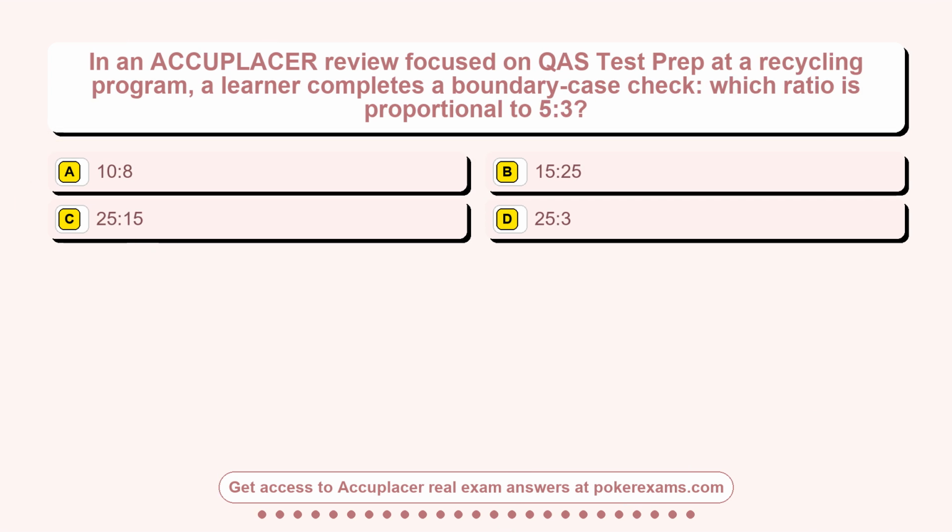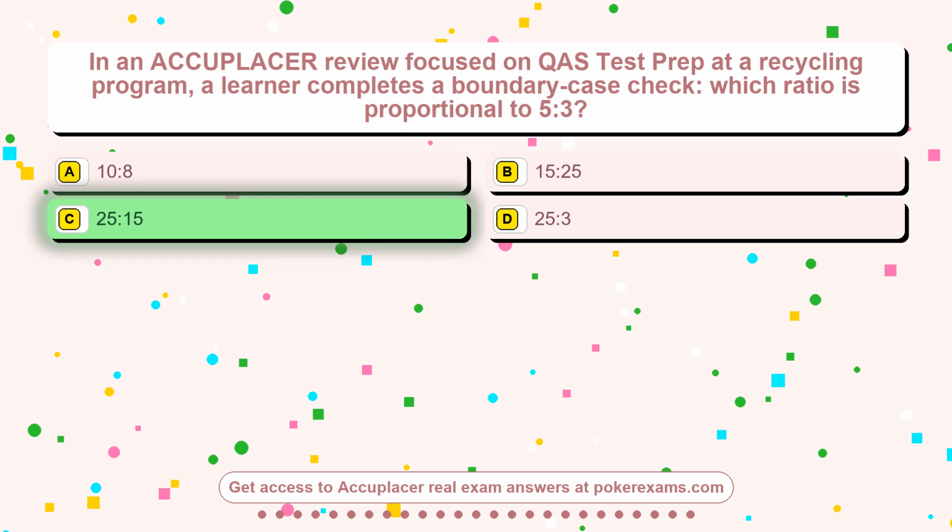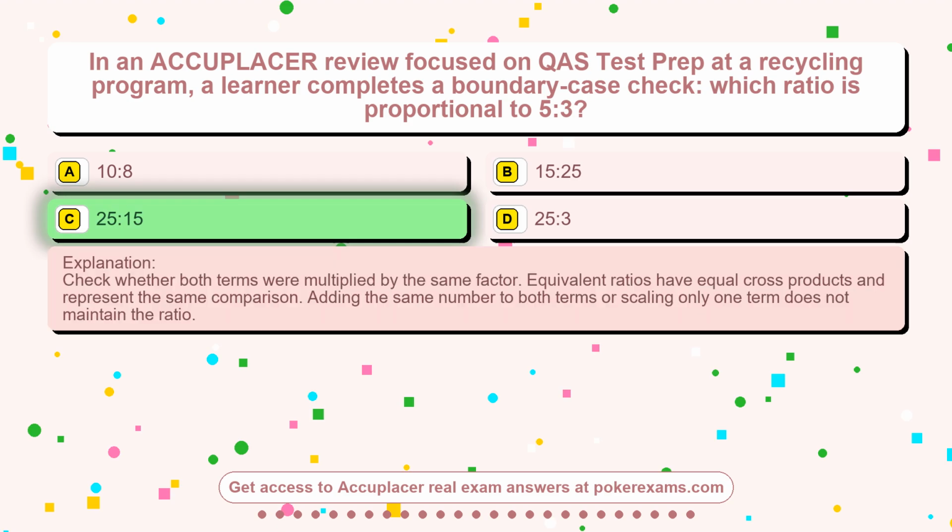Question 14. In an Accuplacer review focused on QAS test prep at a recycling program, a learner completes a boundary-case check. Which ratio is proportional to 5 to 3? Option A, 10:8. Option B, 15:25. Option C, 25:15. Option D, 25:3. The correct answer is option C, 25:15. Check whether both terms were multiplied by the same factor. Equivalent ratios have equal cross products and represent the same comparison. Adding the same number to both terms or scaling only one term does not maintain the ratio.